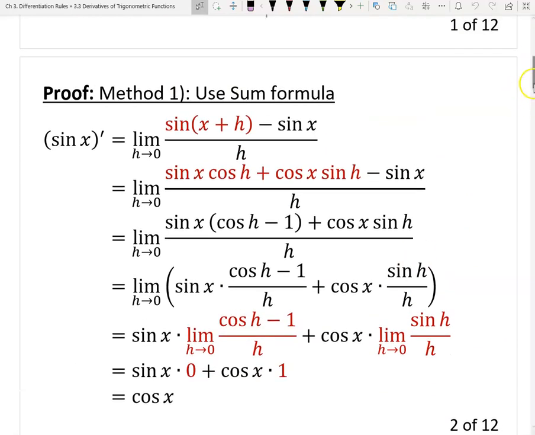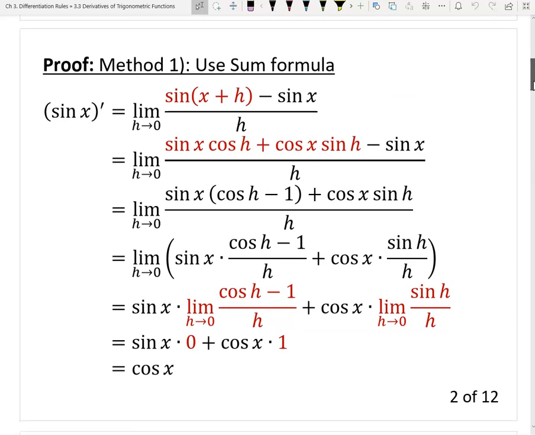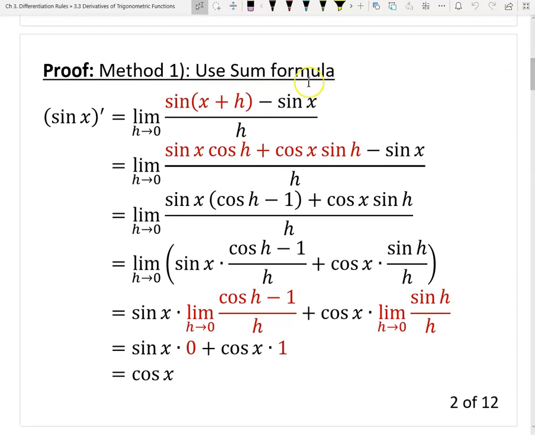I have 2 methods to show you, okay? So we will not take a lot of time. Look at it. The first method we call the sum formula method. So we have to use some trig identities we learned from trigonometry. Okay, so we look at the first sum formula.